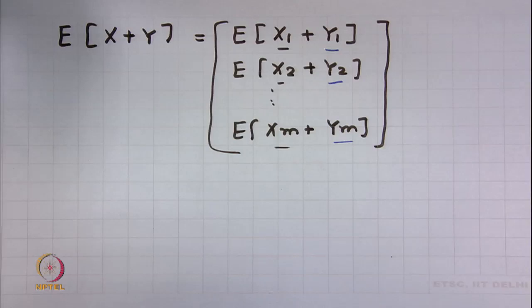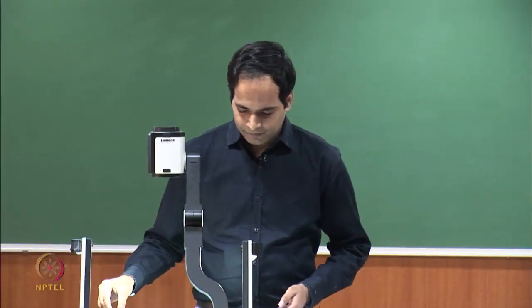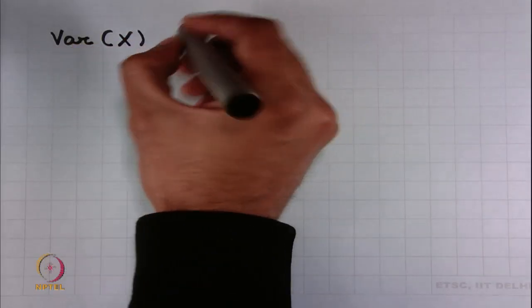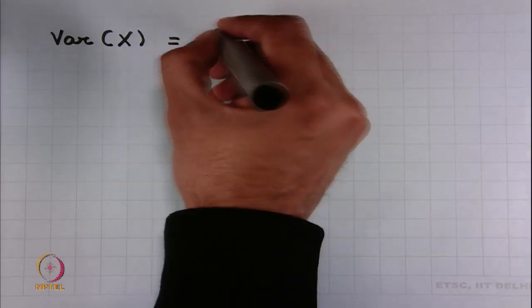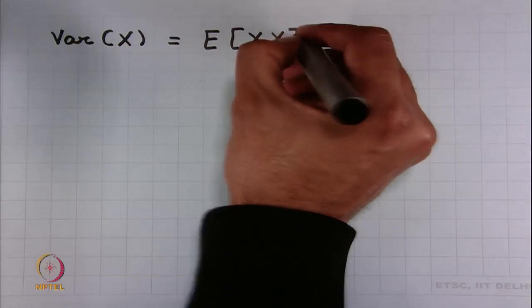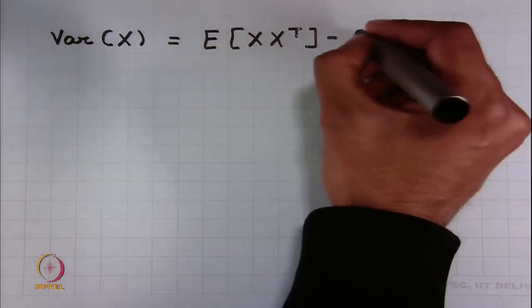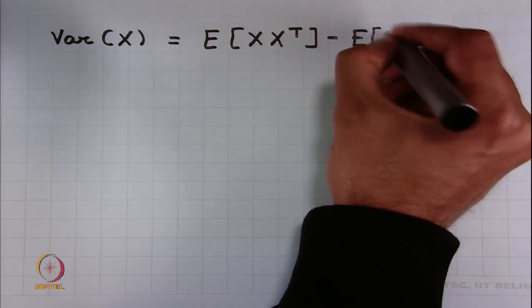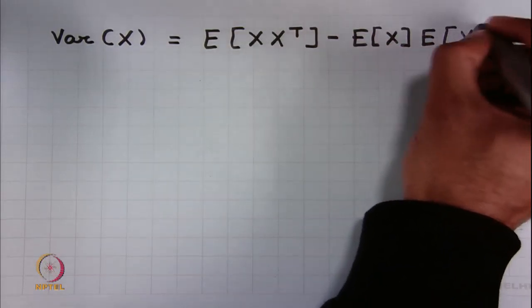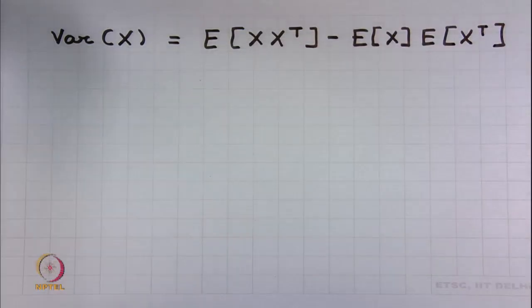Now, let me introduce something complicated, that is the variance of x. So, how do I think about variance? Variance of x, we know, is given by expected value of x into x transpose minus expected value of x into expected value of x transpose. Okay. So, we have already seen that variance of x can be given by this expression.